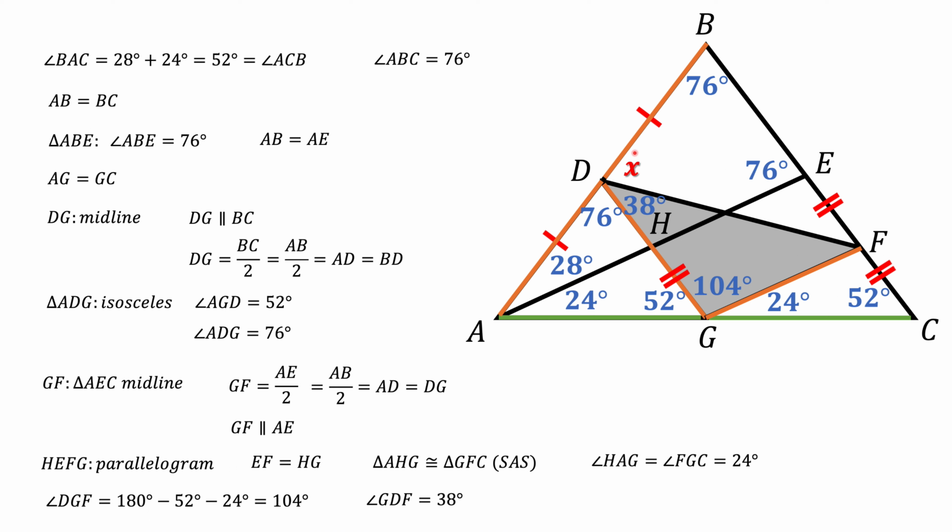And now the final step. If you look right here, this angle ADB of 180 degrees consists of angle X we're interested in, an angle of 38 degrees, and an angle of 76 degrees. And that makes angle X equal to 66 degrees.